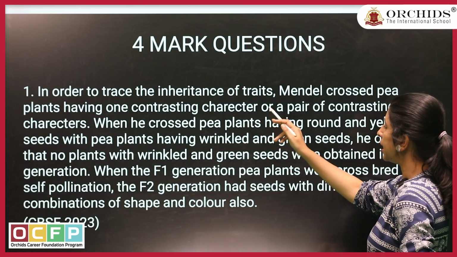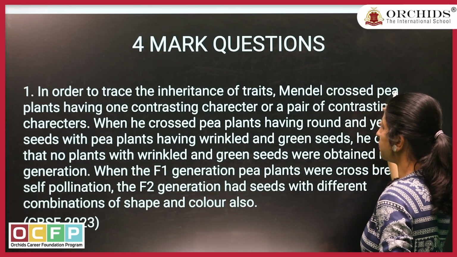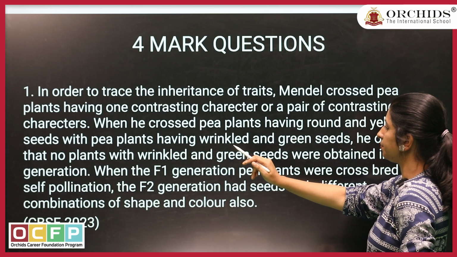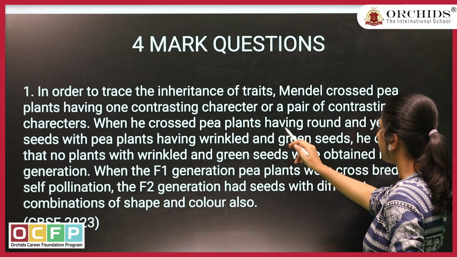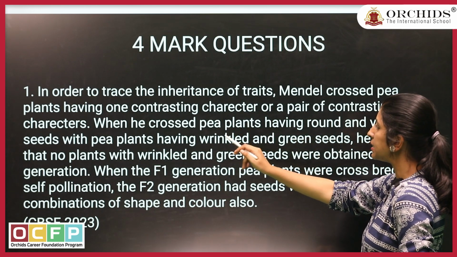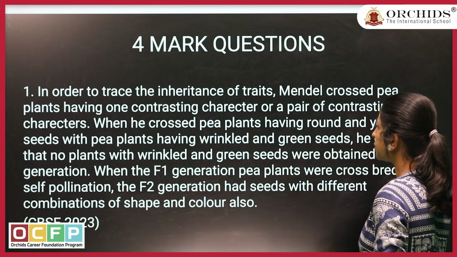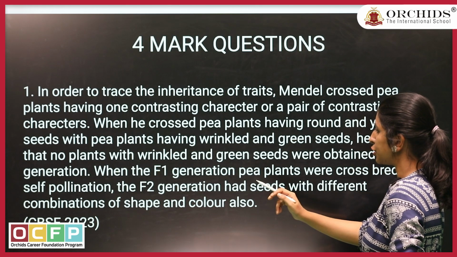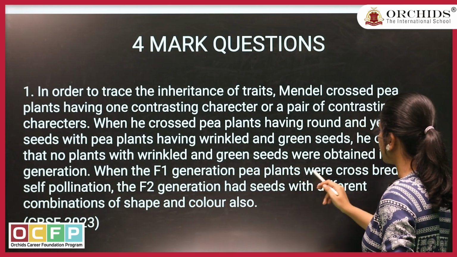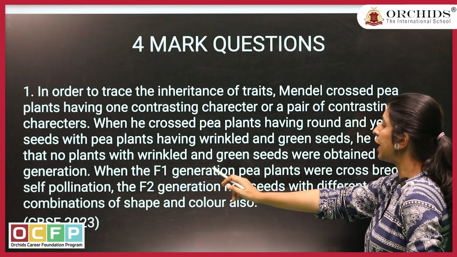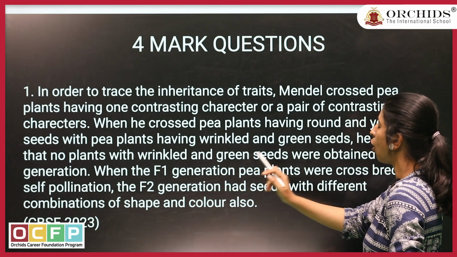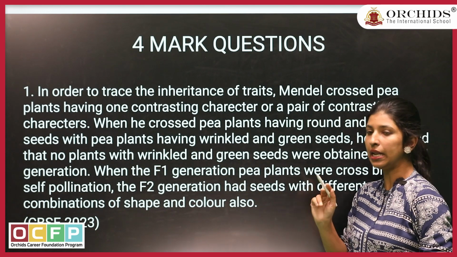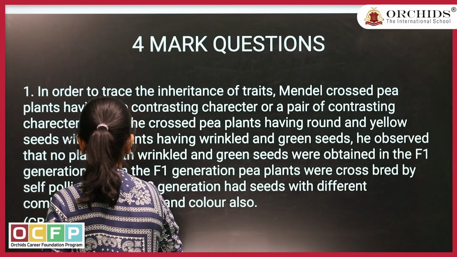In order to trace the inheritance of traits, Mendel crossed pea plants having 1 contrasting character or a pair of contrasting characters. When he crossed pea plants having round and yellow seeds with pea plants having wrinkled and green seeds, he observed that no plants with wrinkled and green seeds were obtained in the F1 generation. When the F1 generation pea plants were crossbred by self-pollination, the F2 generation had seeds with different combinations of shape and color also. Now, let's analyze this question once.